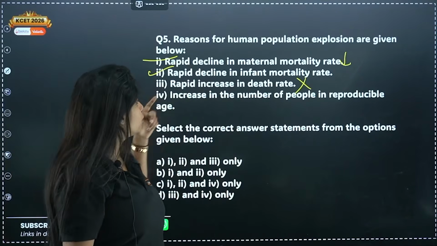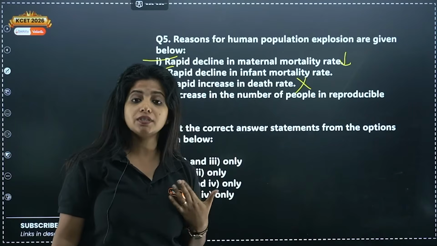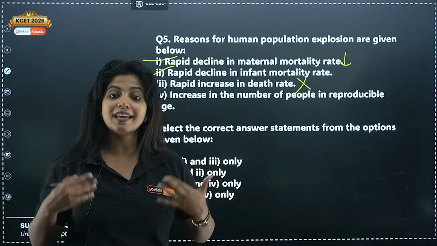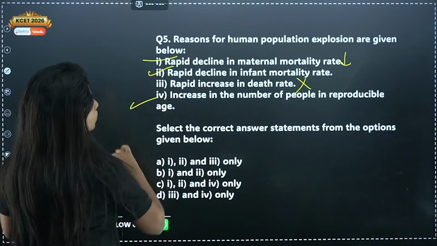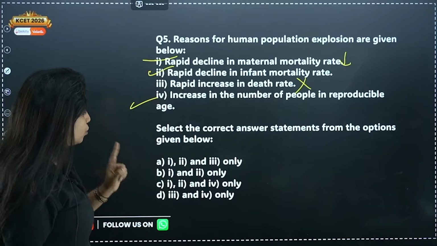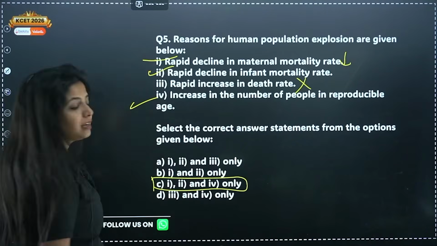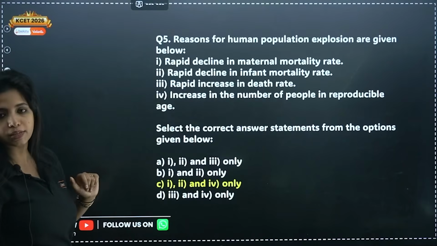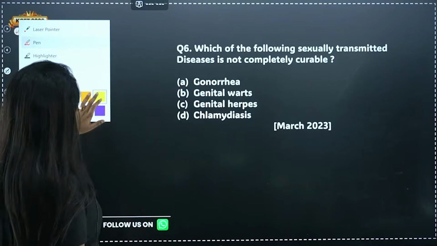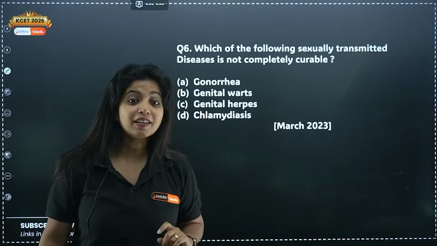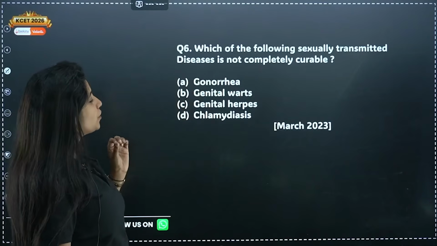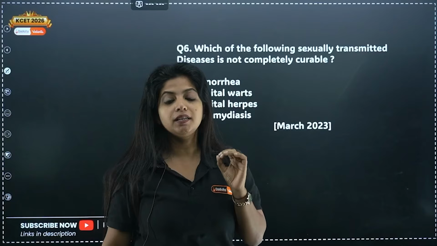Increase in the number of people in the reproducible age. If people are increasing in the reproducible age, my dear children, obviously in future they will also reproduce and increase the population. So this is also correct. So what are the reasons for population explosion, my dear children? 1, 2 and 4. I have only one option with that, and this is going to be my answer. C is going to be my answer. Got it? Yes? Understanding? Okay.